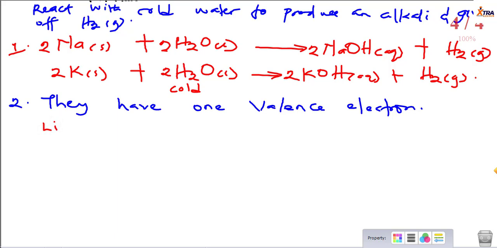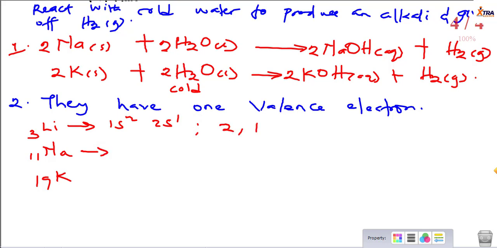Now, let's start from lithium. Lithium has an atomic number of 3. Sodium has an atomic number of 11. Potassium has an atomic number of 19. We would analyze lithium and sodium for you and leave you to analyze potassium yourself. What is the electronic configuration of lithium? That is 1s2, 2s1, right? Or you say 2, 1.